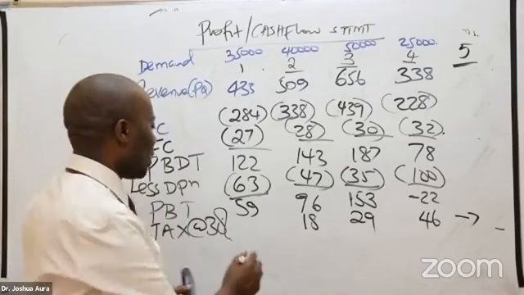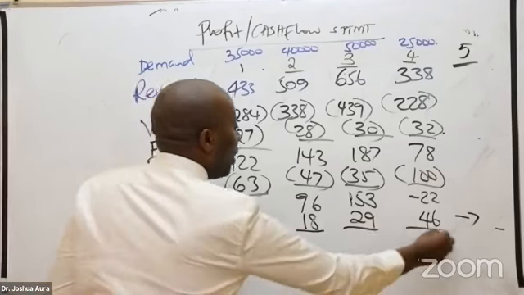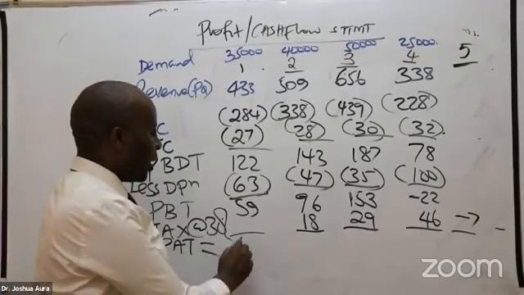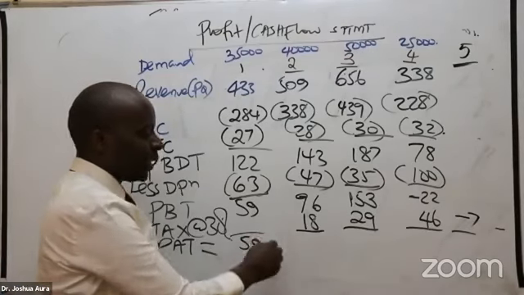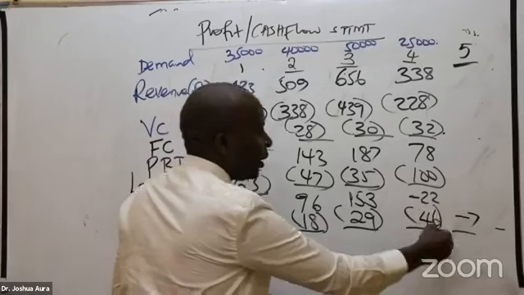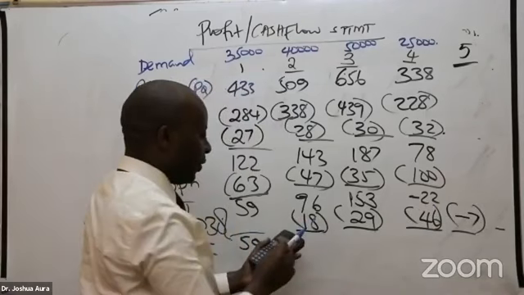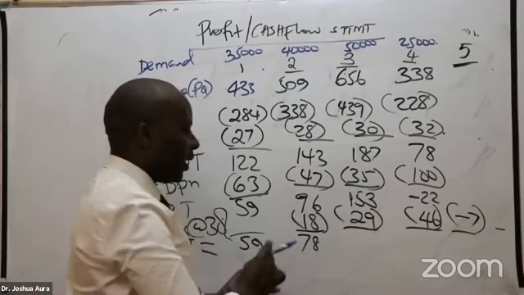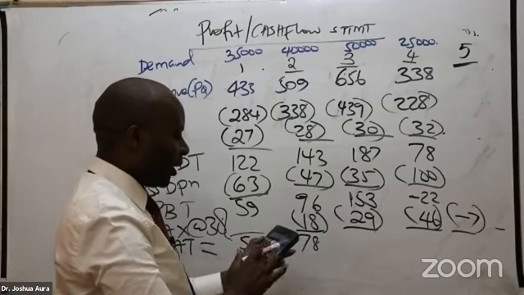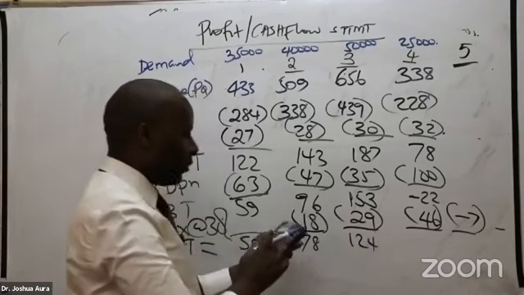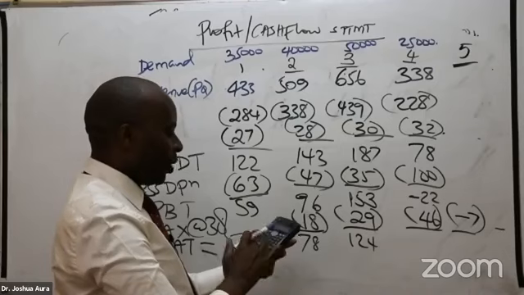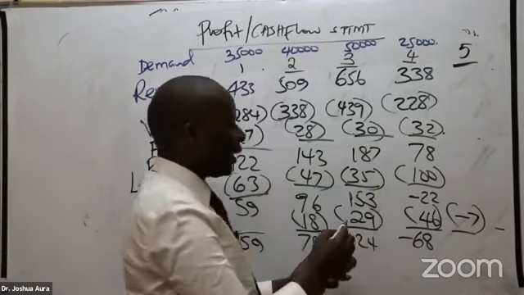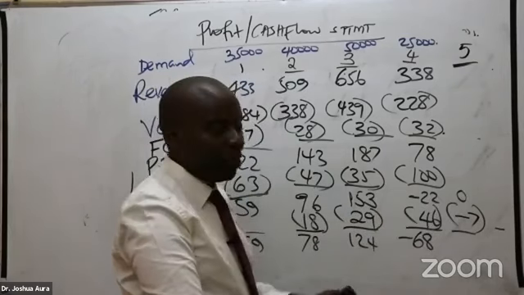So please come and subtract here. Give us what we call profit after taxation. So profit after taxation, what do we have? We have 59. So we are subtracting, remember, we are subtracting these figures. So we have here 96. 96 minus 18 gives us 78. Then we have 153 minus 29, giving us 124. Then we have minus 22 minus 46, giving us, ladies and gentlemen, minus 68. And then lastly, of course, we know up here there is a 0.